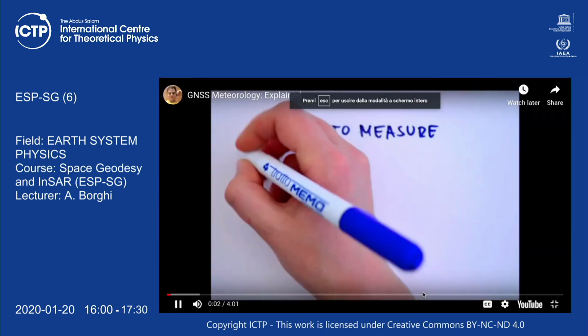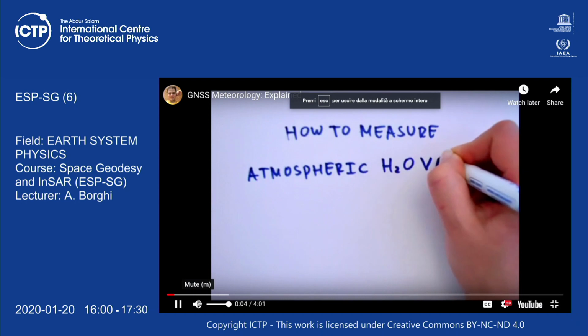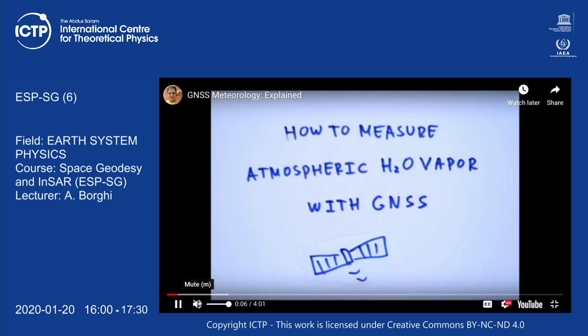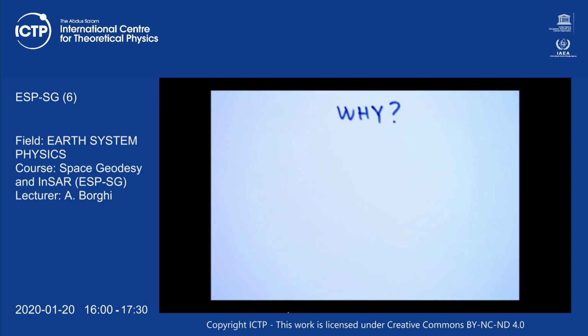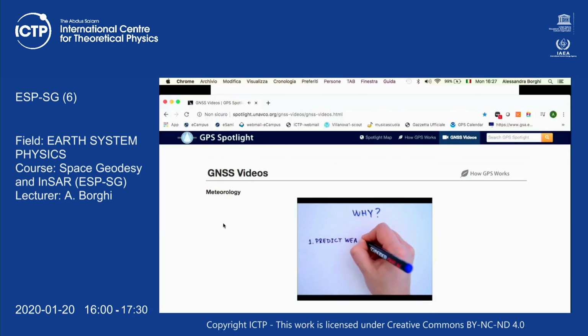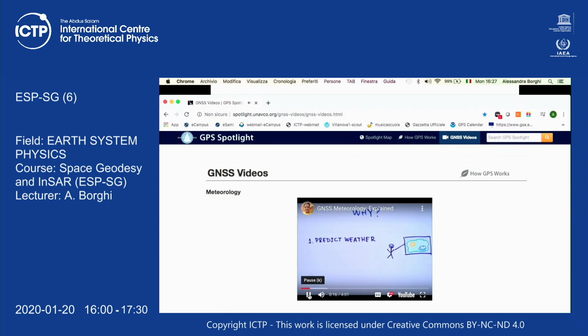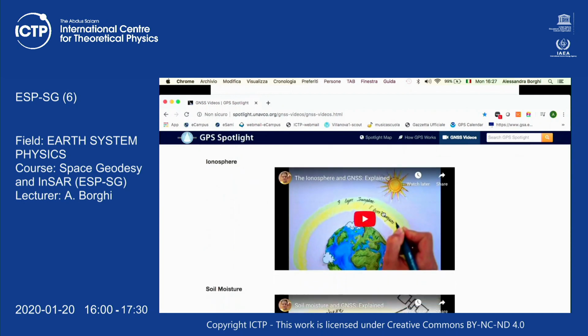This video is about how to measure the atmospheric water vapor with the global navigation. But you may ask, why is water vapor important for us? Well, firstly, it helps us to predict weather, because it's the main source of water in the rain clouds. This is water vapor.